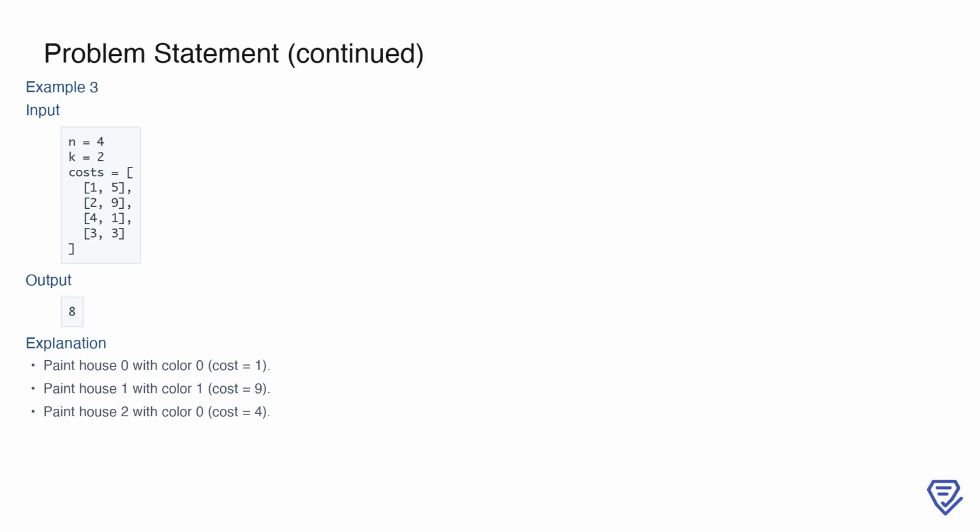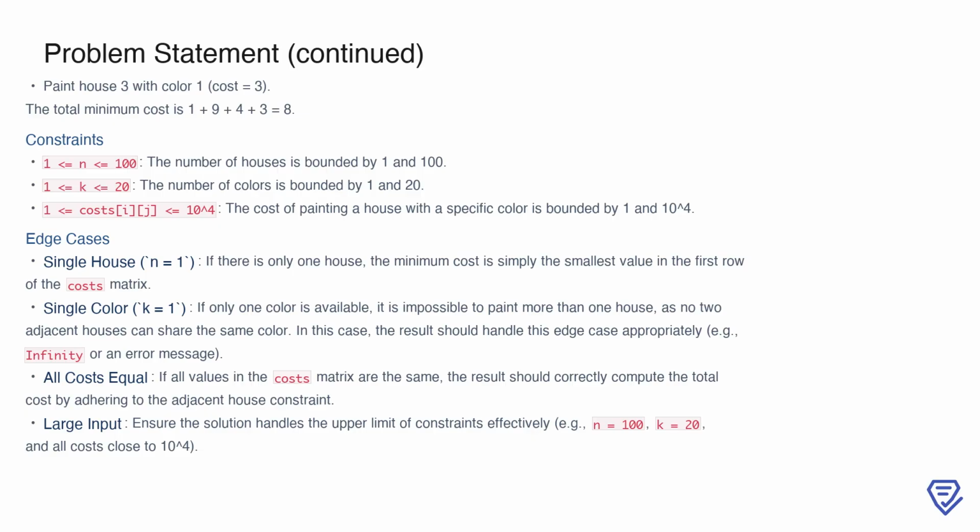For a third example, let's consider n equals 4 houses and k equals 2 colors, with the costs matrix as [1, 5], [2, 9], [4, 1], [3, 3]. To minimize the cost, we can start by painting house 0 with color 0, cost equals 1, house 1 with color 1, cost equals 9, and house 2 with color 0, cost equals 4. Finally, we paint house 3 with color 1, cost equals 3. Adding these costs together, the total is 1 plus 9 plus 4 plus 3 equals 17. This is the minimum cost while ensuring no two adjacent houses share the same color.